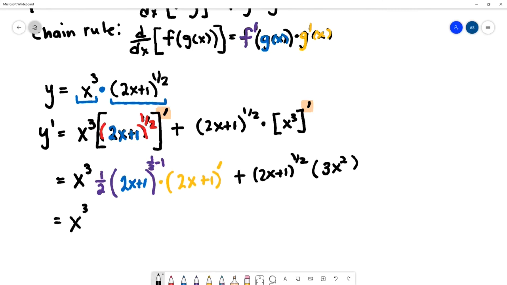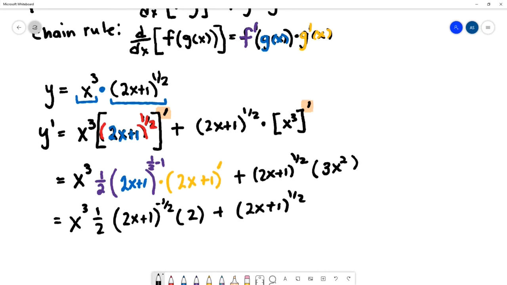I'm going to copy all this down. 1/2 minus 1 would be negative 1/2. And I need to calculate the derivative of 2x plus 1. The derivative of 2x plus 1 is 2. And here I'm copying the rest of this down. 2x plus 1 to the 1/2 power and 3x squared.